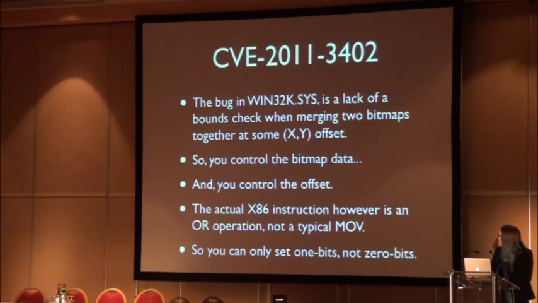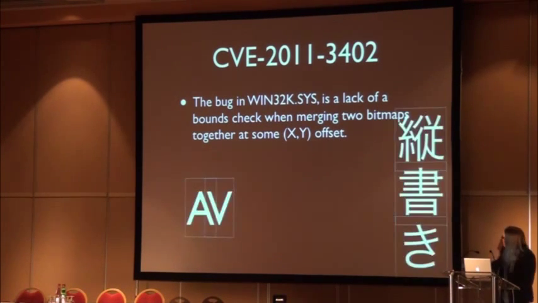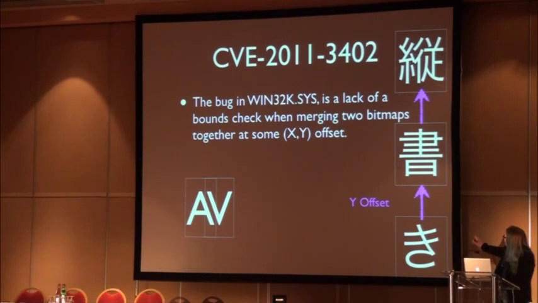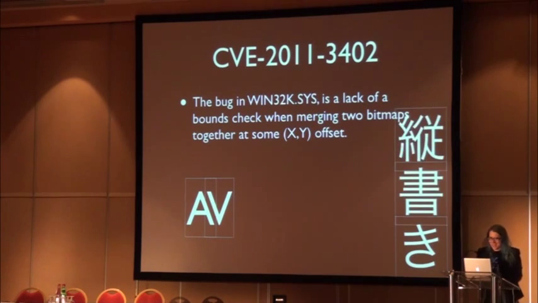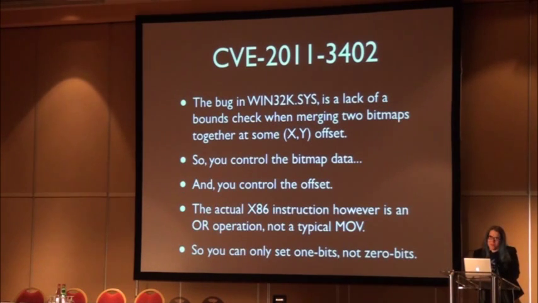Basically, when you do this, it didn't actually check that the Y offset wasn't way past the end of the buffer, and so you could basically write a bitmap on top of something else in the kernel. But since it's doing a bitmap merging operation, you can only add bits. You can't remove them. So you can set bits to 1, but you can't set bits to 0. So the question is, what would be the best bits in the kernel to overwrite with ones in order to make an exploit? So here's the answer.